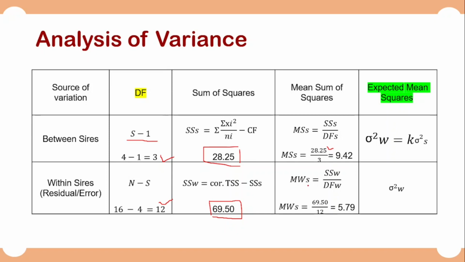We also have to calculate mean sum of squares within sire, and the formula is sum of squares within sire divided by degrees of freedom within sire. So sum of squares within sire was 69.50 divided by 12, that is the degrees of freedom, and mean sum of squares for within sire is equal to 5.79. Okay, so now we will calculate the components of phenotypic variance and corresponding heritability using this data.